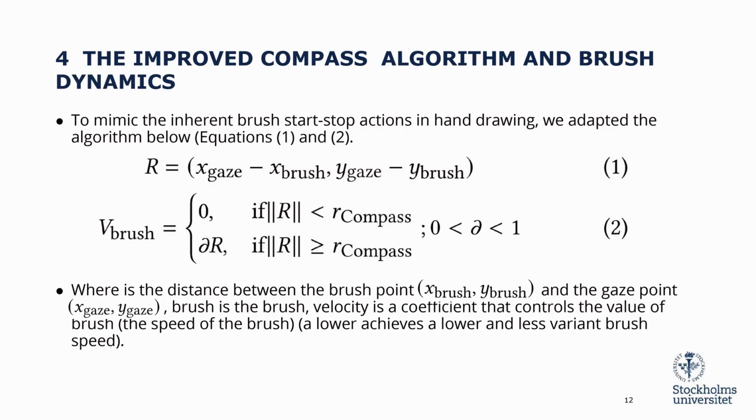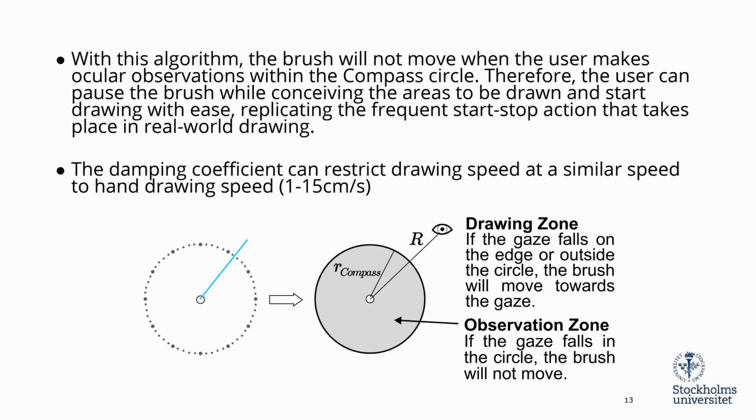We adapted the algorithm below to mimic the inherent brush start-stop actions in hand drawing. With this algorithm, the brush will not move when the user makes visual observations within the compass circle. Therefore, the user can pause the brush while conceiving the areas to be drawn and start drawing easily, replicating the frequent start-stop action in real-world drawing. Furthermore, the damping coefficient can restrict drawing speed at a similar speed to hand drawing speed.